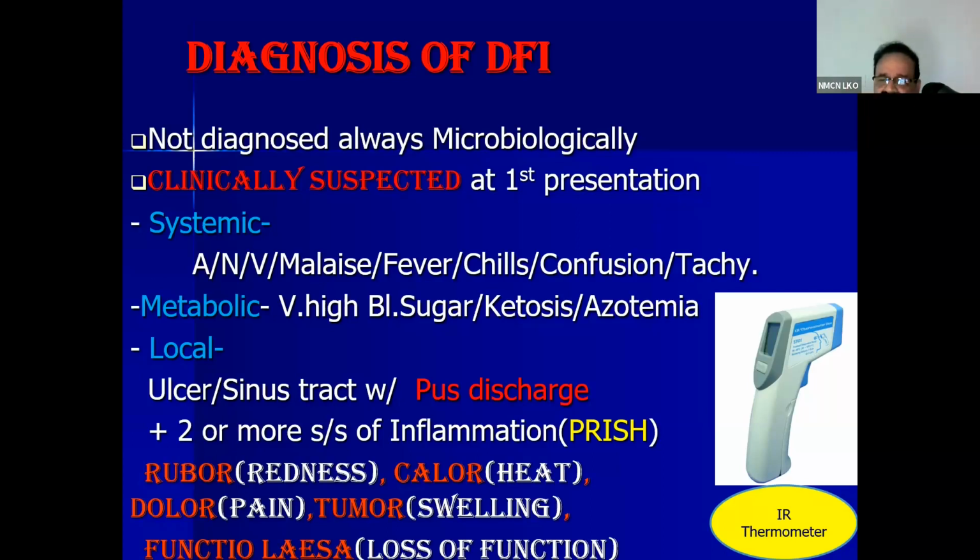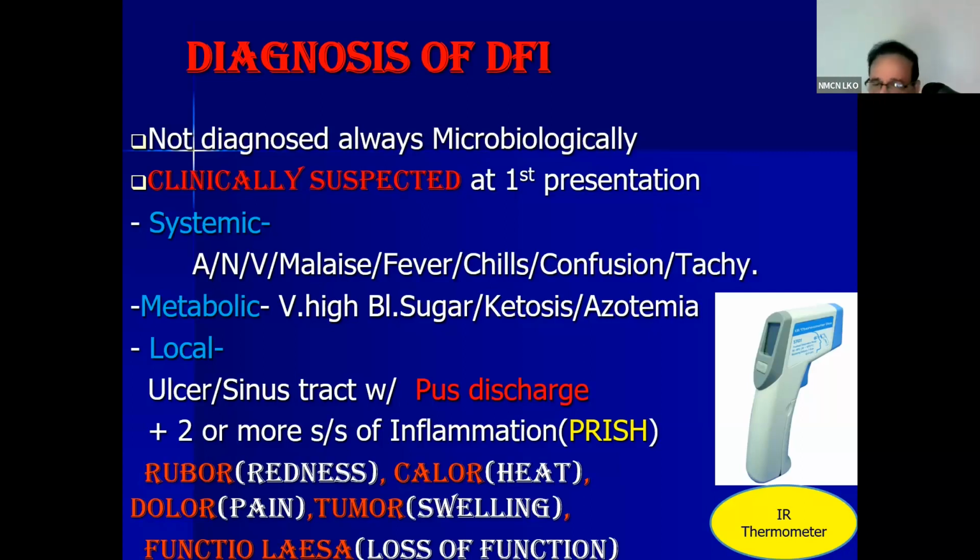And then if the patient is confused or tachycardic, or if you find blood sugar very high, 500, 600, and the patient says up to 1 week back my sugar was all right, now it has gone to 500, so what could be the cause? Then if there is ketosis or urea and creatinine have increased, and locally if you see an ulcer sinus with pus discharge, that is also a very important sign.